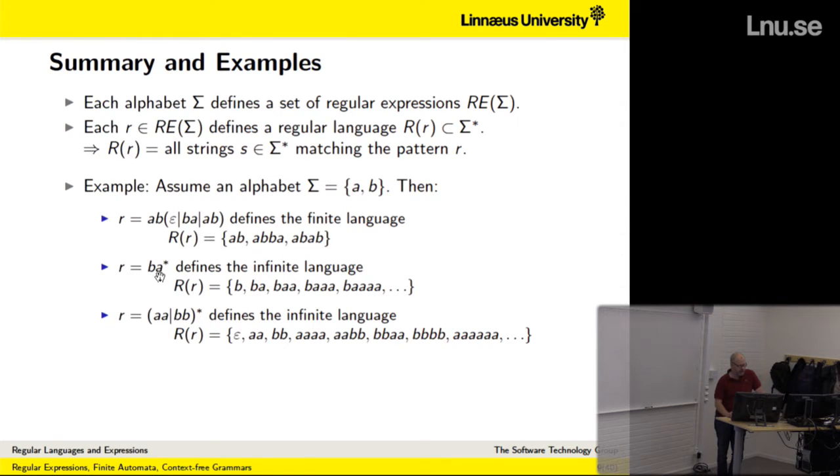B followed by A star defines an infinite language. It must start with B and then any number of A's. These are all the strings that match. It's an infinite number of them. (AA|BB)* defines an infinite language, any combination of AA and BB. Yes? Okay.